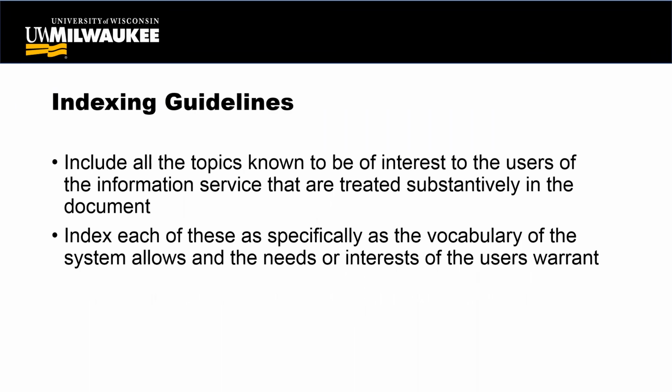Now, indexing guidelines. Normally when we index, we should include all the topics known to be of interest to the user that are treated substantially. So there are two things here. Because it's for information retrieval, anything that might be of interest to the user should be included in the index. And also make sure they're treated substantially. If a document didn't talk a lot, just a tiny bit about it, then it's not useful for the user.